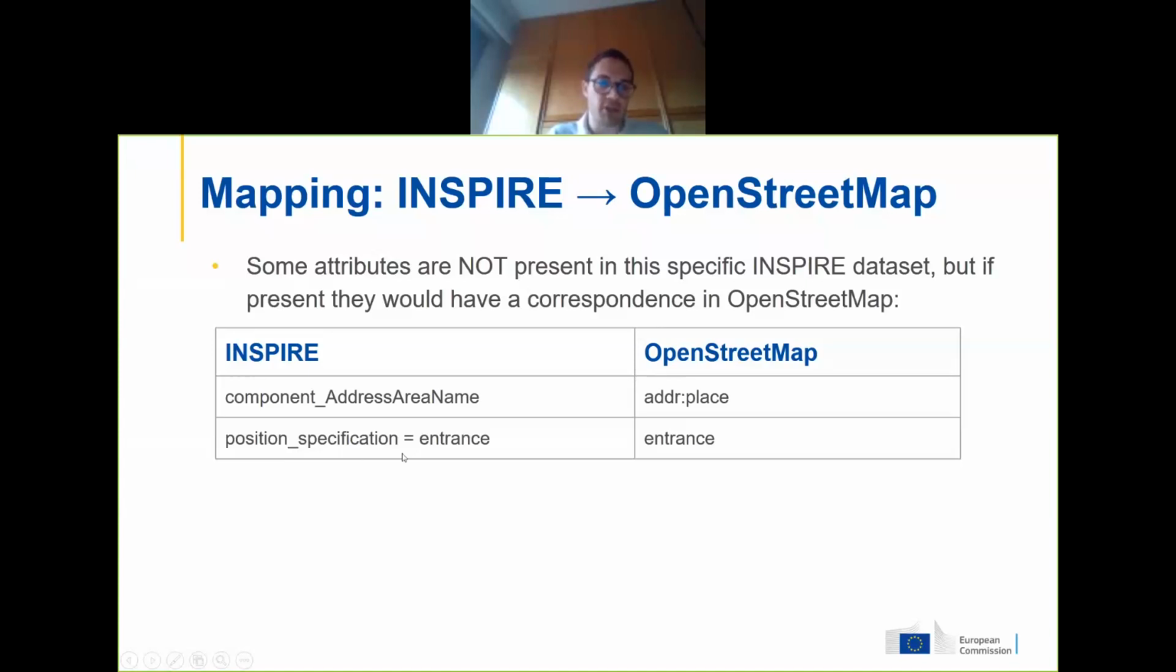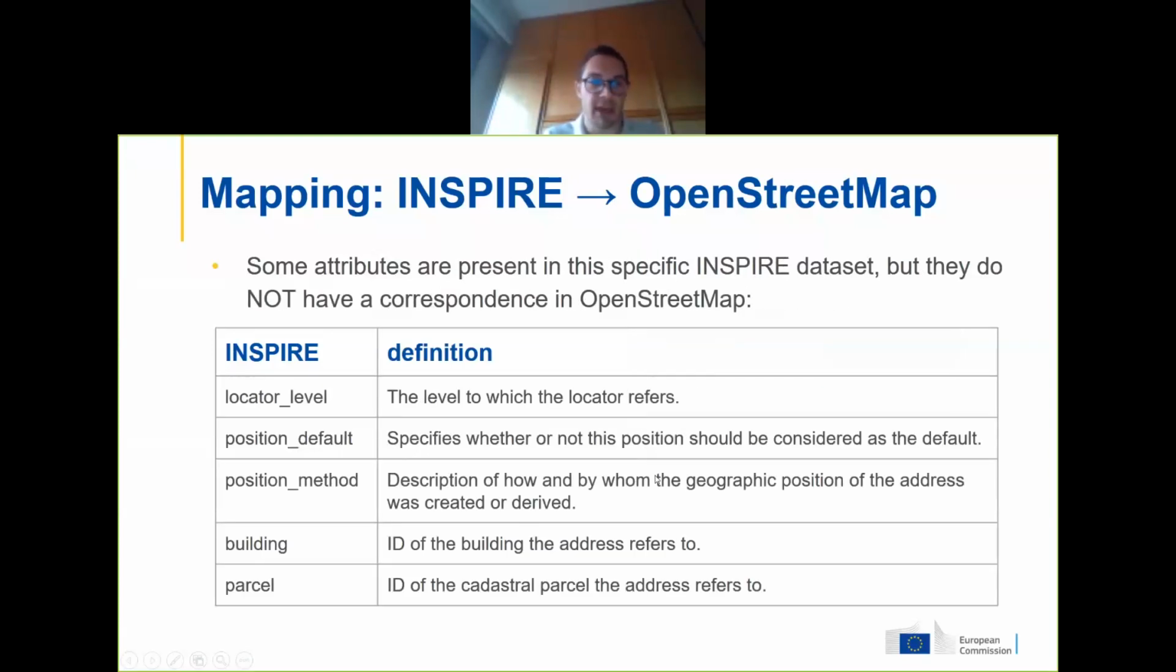And then if the position specification had a value equal to entrance in Inspire, that would correspond to the key entrance in OpenStreetMap that is used to exactly identify the entrance of a building, for example. In our Finnish dataset, the position specification is equal to building, exactly because of the reason I mentioned before. So that those addresses are used to identify a building and not the entrance in that specific case. Let me close, and then we come back to QGIS.